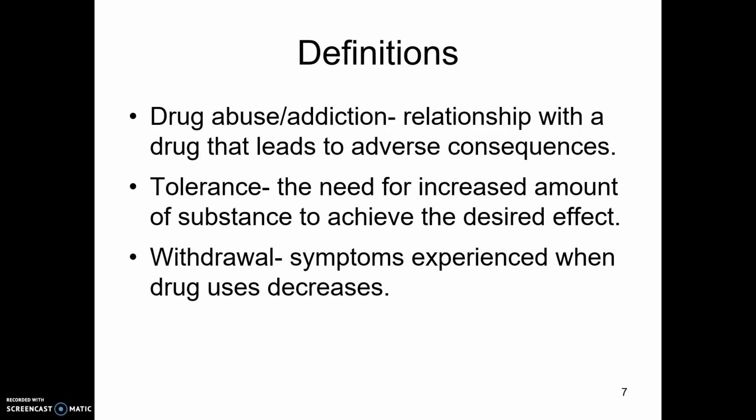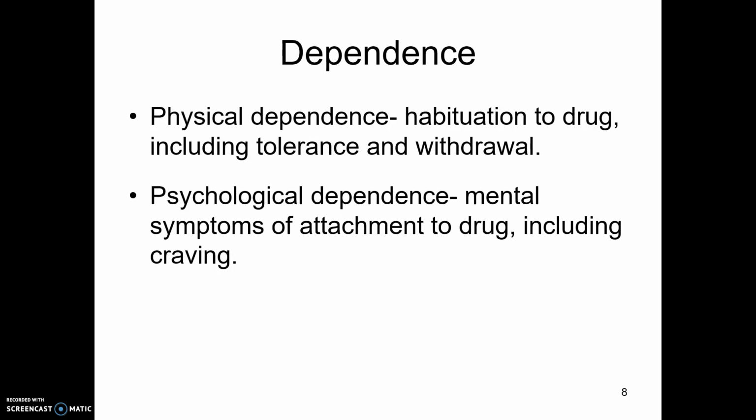Symptoms of tolerance and withdrawal are going to differ for different drugs. Some of those are relatively innocuous. On the other hand, alcohol and opioid withdrawal can actually be pretty dangerous. A few other things that we need to talk about are dependence. So physical dependence is when you habituate to the drugs. So things like tolerance and withdrawal are aspects related to physical dependence. Drugs like alcohol and opioids have really strong physical dependencies.